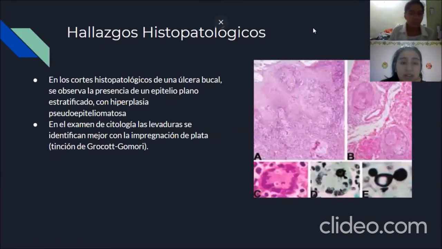Pathologically, in the histopathological section of a mucosal ulcer, preserved stratified flat epithelium is observed with spongiosis and pseudoepitheliomatous hyperplasia. On cytology examination, yeasts are best identified with Grocott-Gomori silver impregnation stain. The fungi show offspring buds connected to the mother cell, a budding process giving rise to a classic appearance, already well described as a ship's helm.